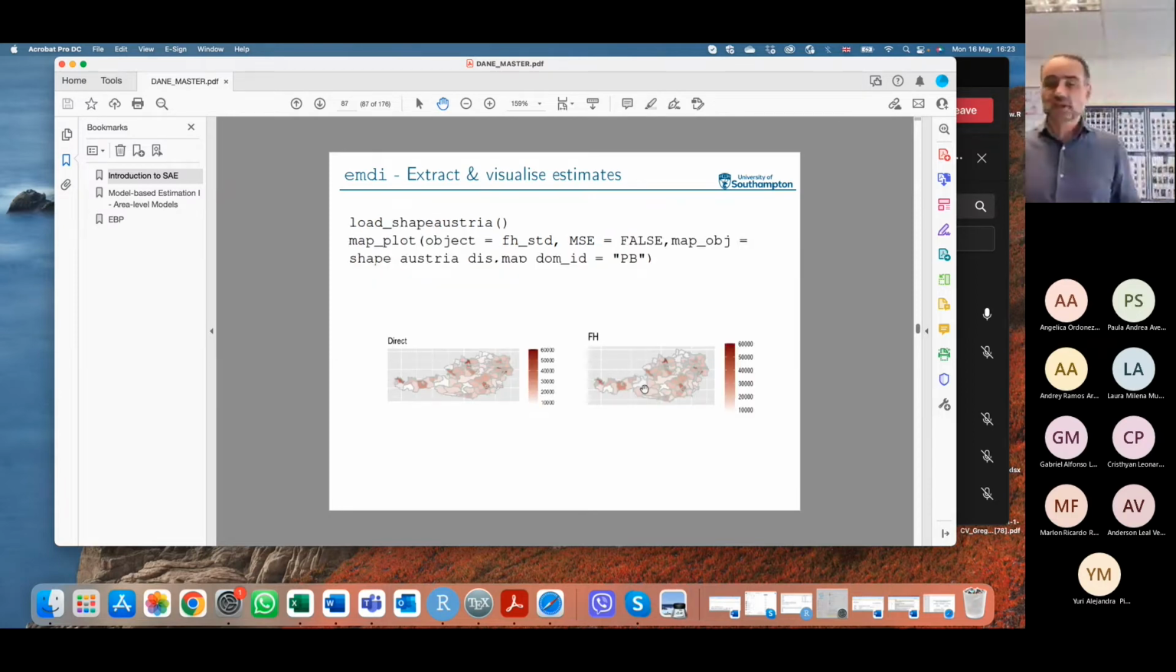One important thing, as I said, is visualization. Now, EMDI is not a GIS software. EMDI uses some functions within R to try and map the results, but there may be better ways to visualize maps via some other more specialized GIS software. Nevertheless, if you are interested in mapping the results, you can do that in EMDI by using the function map_plot and then specifying the various arguments. There is an example in the computer lab on how to do that. Of course, if you want to map the results, you have to have a shapefile. The shapefile for Austria comes with the EMDI package, but in the case of Dane, there will be a shapefile from Colombia that you can use to map your results.